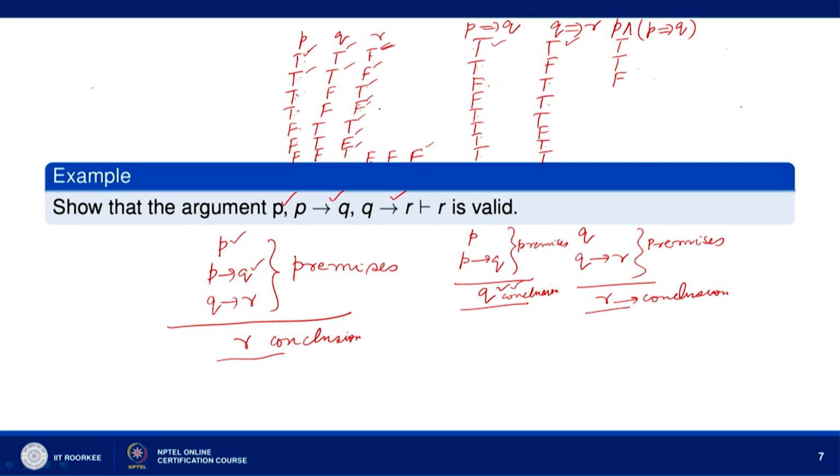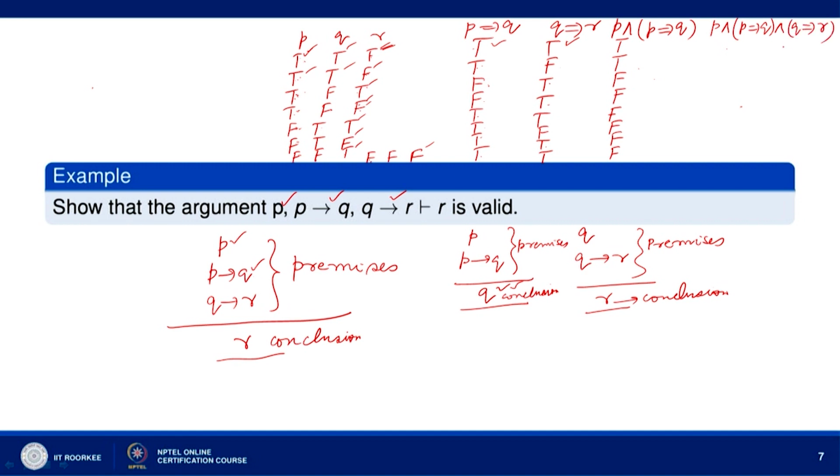Okay. This is T, this is F. So, again we get F. Then here we have F, here we have T. So, we get F. Here we have F, here we have T. So, we get again F, then here F, here T. So, again F, and then here F, here T. So, again F. Okay. Now, P and P implies Q and Q implies R.